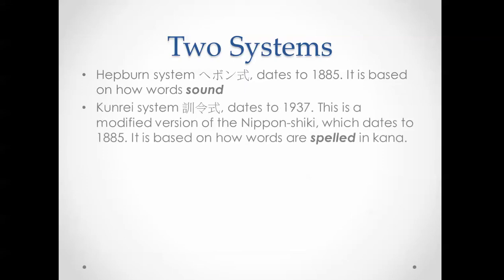The other system is called the Kunrei system, and that dates to 1937. This is a modified version of the Nippon Shiki, which dates to 1885. So both of these systems really go back to the middle of the Meiji period. The Kunrei system, or the Nippon Shiki system, is based on how words are spelled in kana. And again, I'm going to explain what I mean by that on subsequent slides.